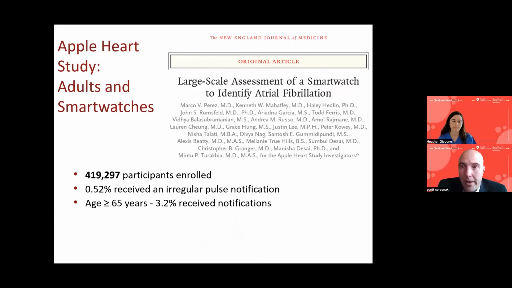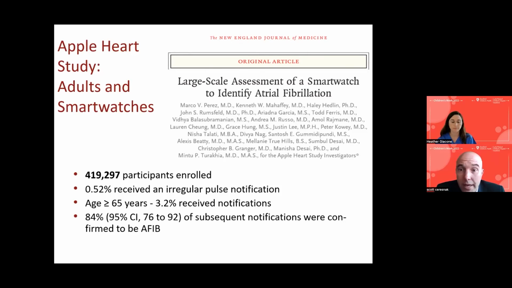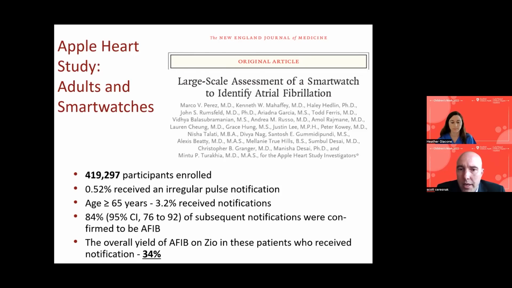Those older patients, over 65 years of age, had the highest rate of notifications, over 3%. And interestingly, they found a pretty good percentage of those who had irregular heart notifications on the Apple Watch turned out to be atrial fibrillation. 84% of those ended up having atrial fibrillation. And then in those patients where an irregularity notification was identified, patients wore a Zio patch, and 34% of them had atrial fibrillation on the Zio patch. So it turns out the smartwatches are actually pretty good at picking up atrial fibrillation, specifically in adults. It's a really nice study looking at the Apple Watch in the adult population.